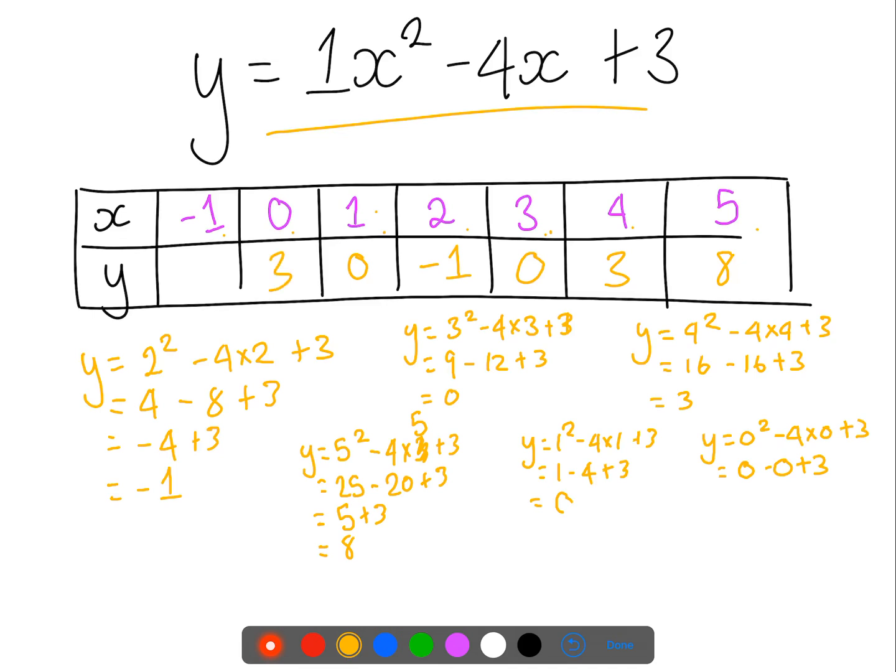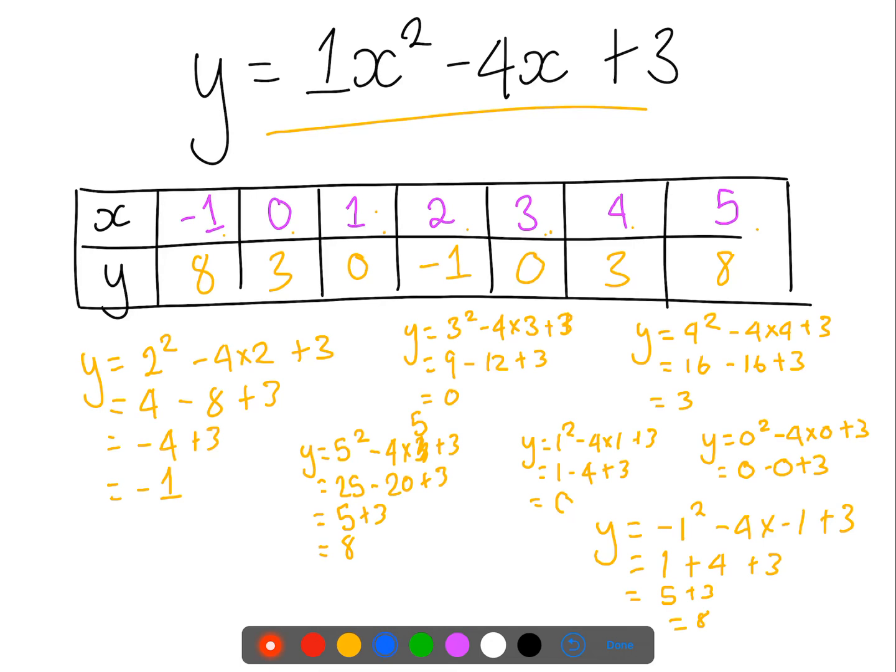And negative 1. Y equals negative 1 squared, take 4 times negative 1 plus 3. Negative 1 times negative 1, a negative times a negative makes a positive, so that's 1. Negative 4 times negative 1, a negative times a negative makes a positive, so that's 4. Positive 4 plus 3. 1 plus 4 is 5 plus 3 equals 8.